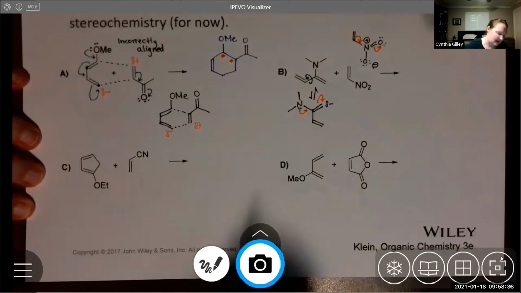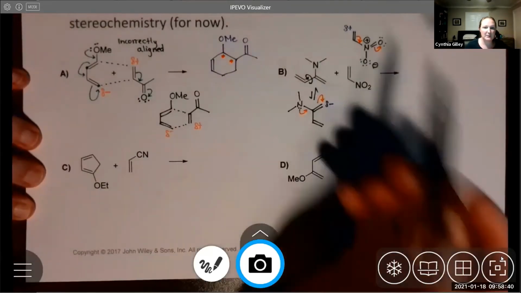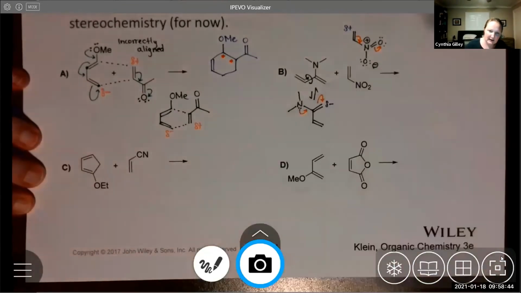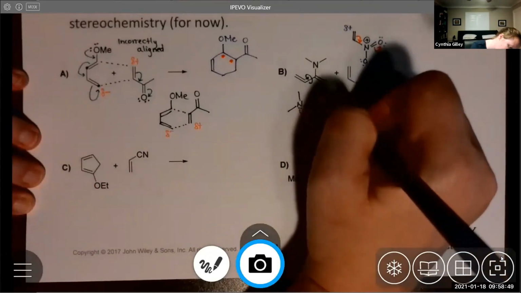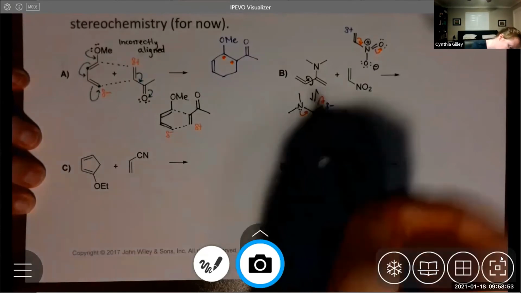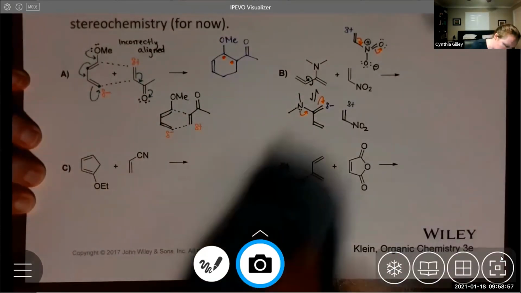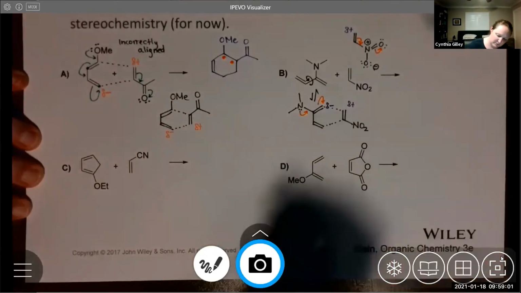And that will allow me to visualize a delta positive actually at this top carbon. So it looks like these are already going to be aligned and I don't need to flip the dienophile over. I'm just going to copy it exactly like it was, draw in the delta positive, and then note that those are properly aligned and draw the product.